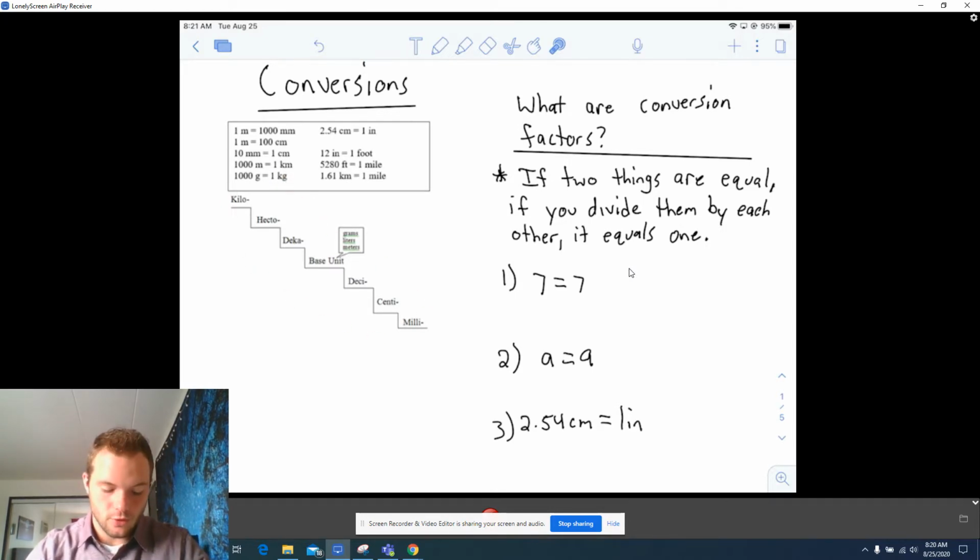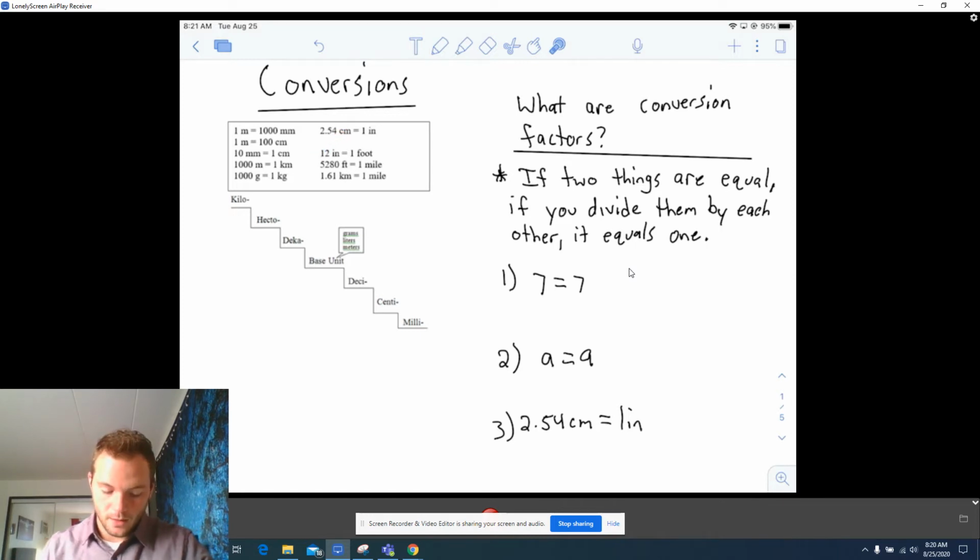This is really useful for converting within metric. In physics, we use a lot of different units, so I'm going to try and teach you how to use conversion factors. Conversion factors are just a certain way you can use things such as 2.54 centimeters equals 1 inch.